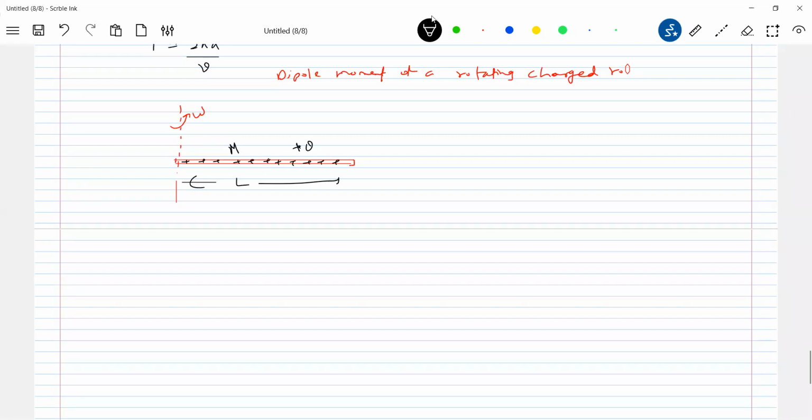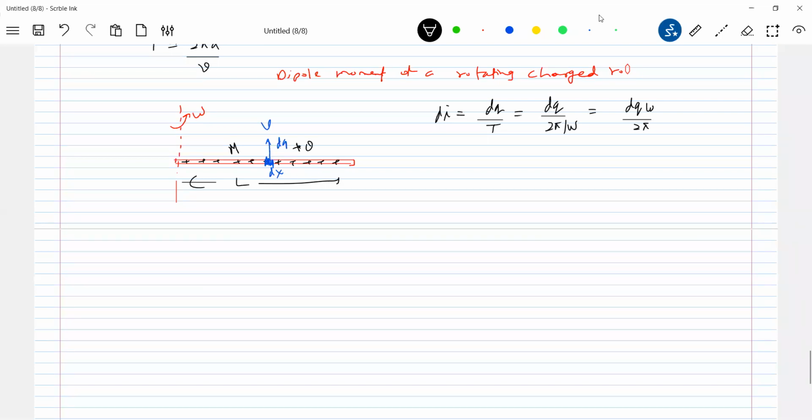So let me assume a small element here. What does this small element do? It is going to revolve in a circular path. Let the charge of that element be dq, and it will have a speed v, moving in a circular path. Then what is di? di is equal to dq by T. What is the time period T? 2 pi by omega. So di is dq omega by 2 pi.